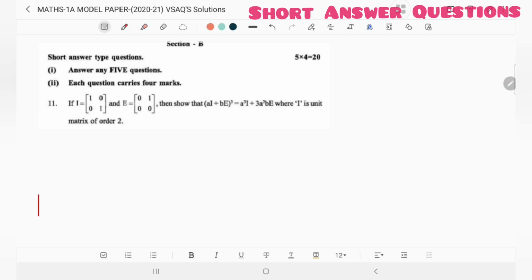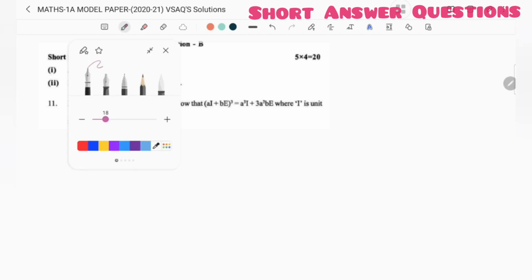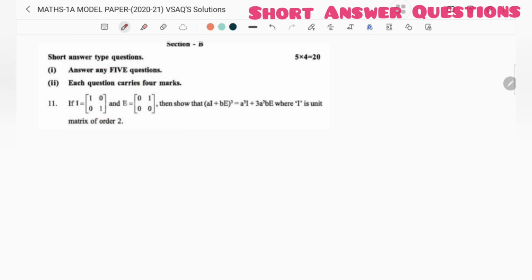The first question in Section B starts from 11 to 20. So the 11th question we are going to do now. If I equals [[1,0],[0,1]] and E equals [[0,1],[0,0]], then show that (aI + bE) whole cube equals a cube I plus 3a square bE, where I is the unit matrix of order 2. This is a good question and very important.